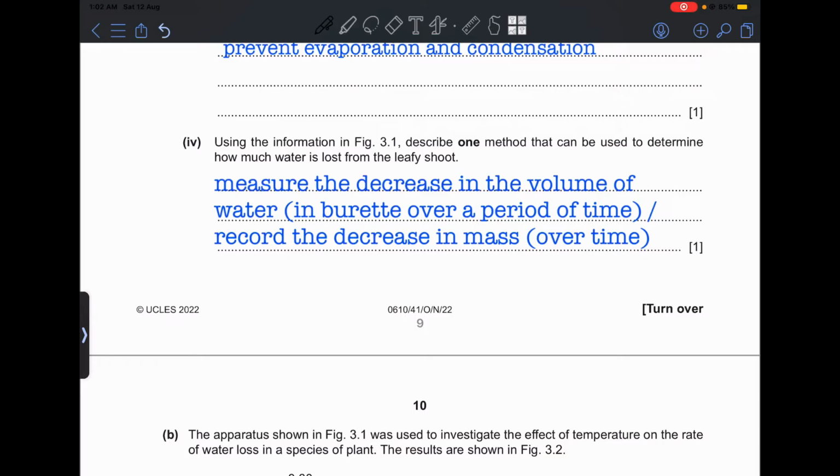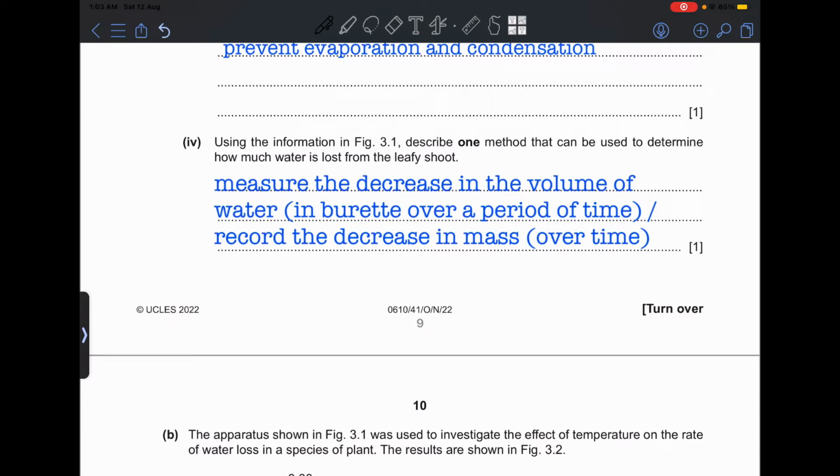IV, using the information in figure 3.1, describe one method that can be used to determine how much water is lost from the leafy shoot. This can be done by two methods. It is by measuring the decrease in the volume of the water in a burette over a period of time. For example, at the start of the experiment, you can measure the amount of water in the burette and write it down. After the experiment, you can measure the water in the burette again and calculate the difference to know how much water is lost.